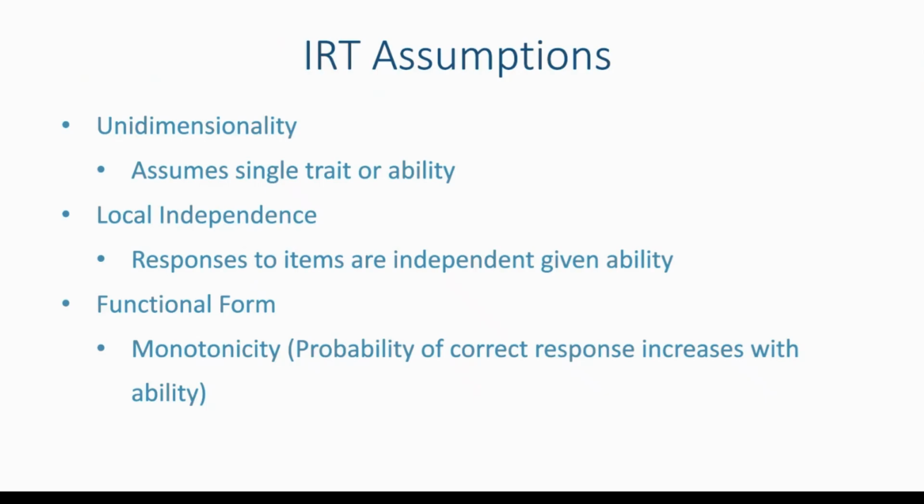And then a functional form assumption is made. This assumption is the argument that the probability of a correct response increases with ability. This idea of monotonicity. As Michael alluded to, these assumptions are relevant to a specific IRT model. And so if you found a violation of them within one model, one choice for dealing with that violation is to switch the model a little.